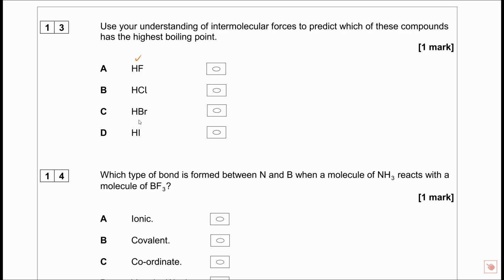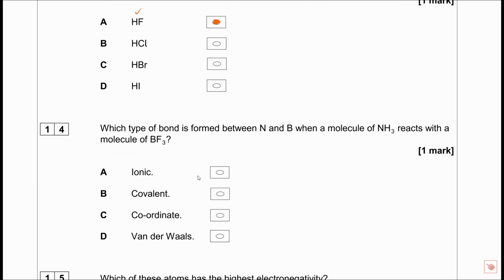These are not going to have hydrogen bonding. Therefore, I would say it's going to be A. That is going to have the highest one here. These are just going to have the permanent dipoles, but of course, intermolecular, the hydrogen bonding is stronger.